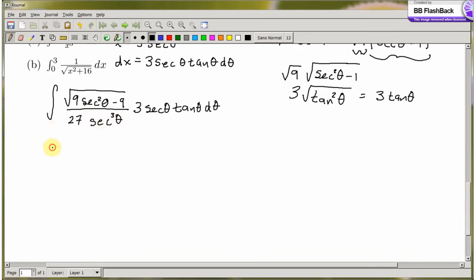Alright, so let me go to this next stage and just replace all this stuff with what we just did. So we just saw that the numerator of this fraction is 3 times tangent theta. And a whole bunch of stuff is going to cancel now.